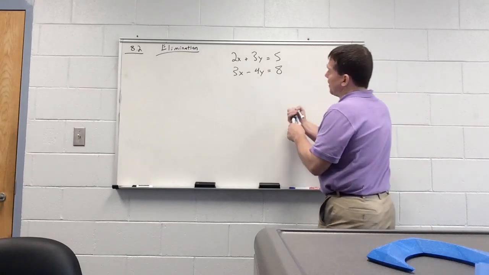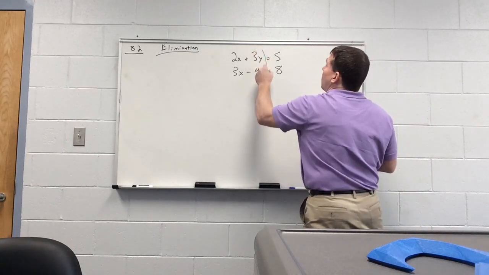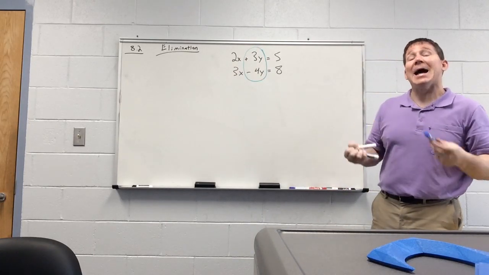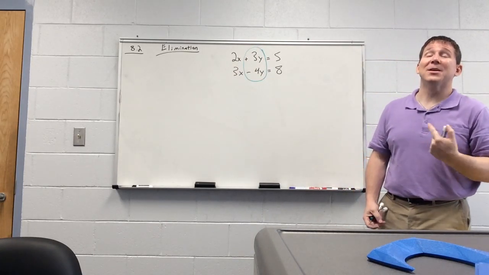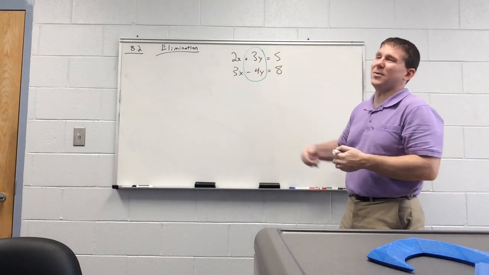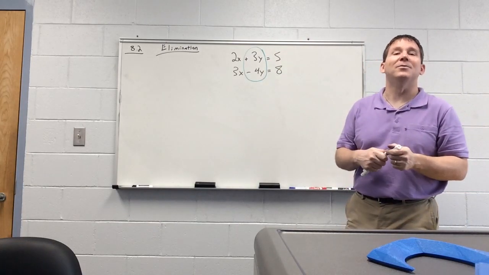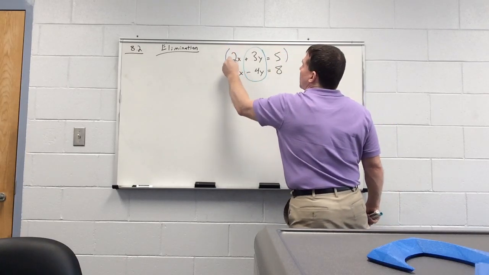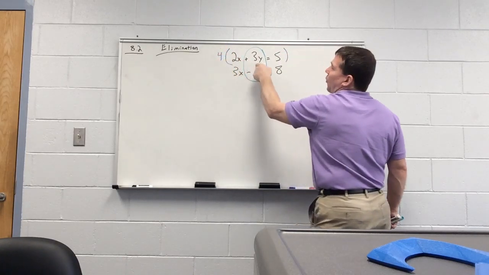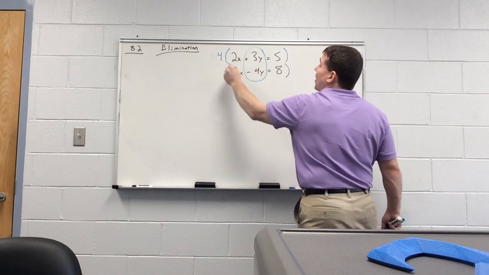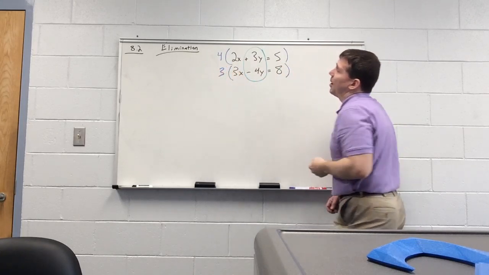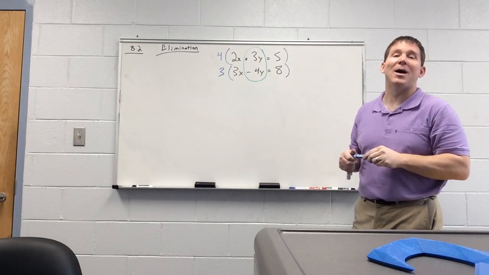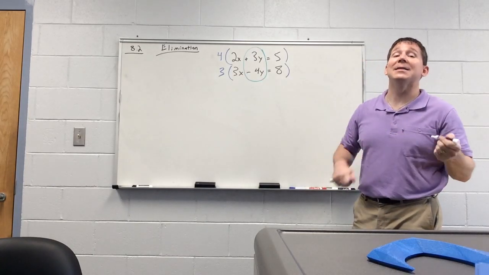In this case, I'm going to pick a variable. I'm going to pick the y, because they're different in sign. Now I'm going to find their LCM, their least common multiple. What number do 3 and 4 both go into? 12. So, I'm going to multiply the top equation by 4, because 4 times 3y is 12y. I'm going to multiply the bottom equation by 3. 3 times -4y is -12y. Then I can combine them.